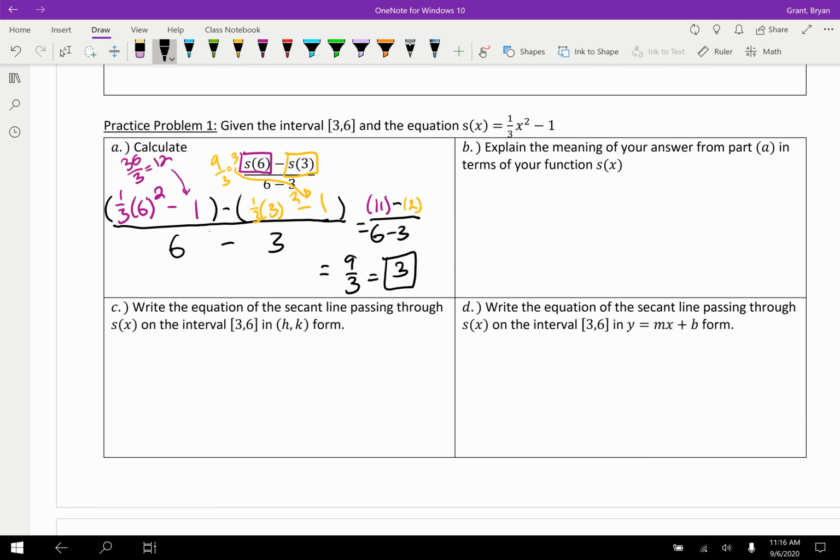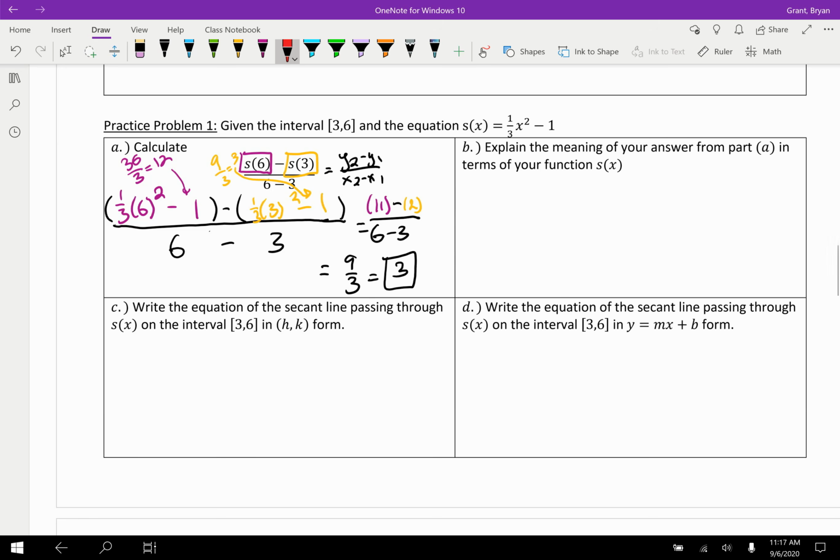Okay, well, B says, what did you just do in A? What does that actually tell us about the parabola? Well, they gave us an interval. We found the slope of the endpoints, right? This is y sub 2 minus y sub 1 over x sub 2 minus x sub 1, right? So we found the slope of the endpoints, but the way that we describe that slope of the endpoints is using the phrase average rate of change.